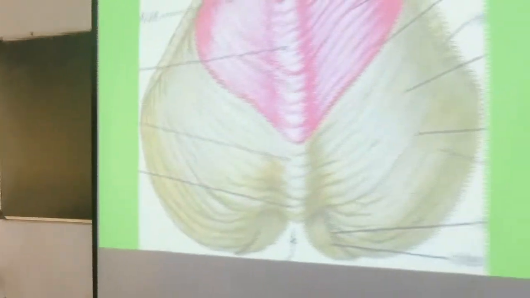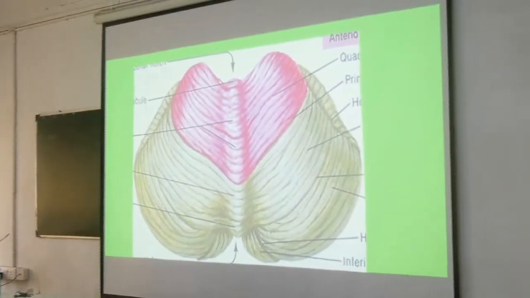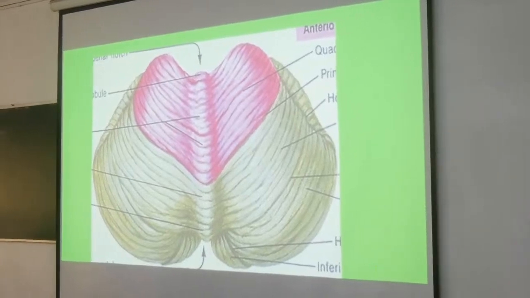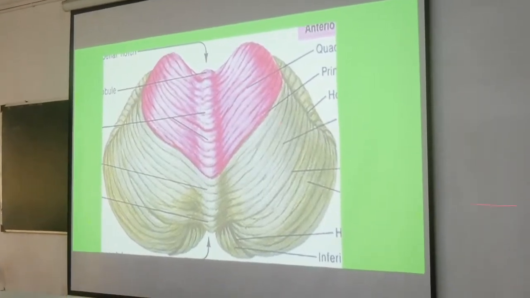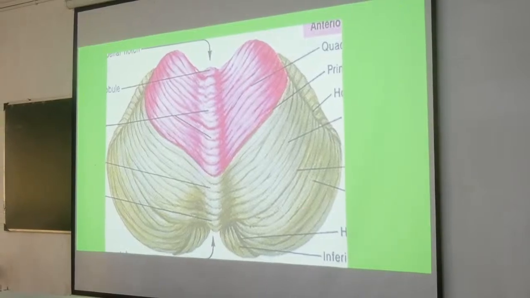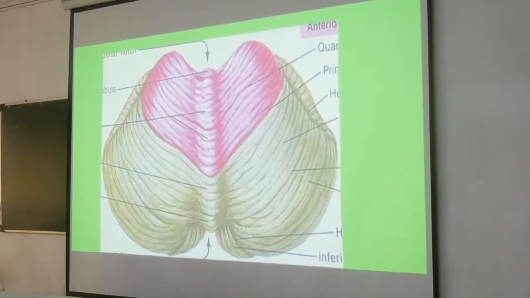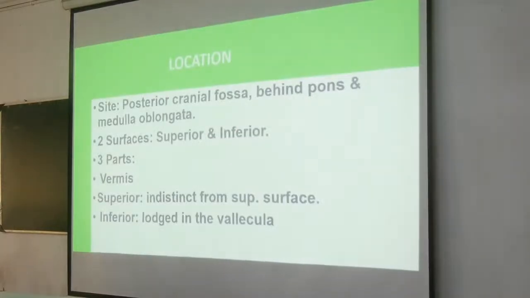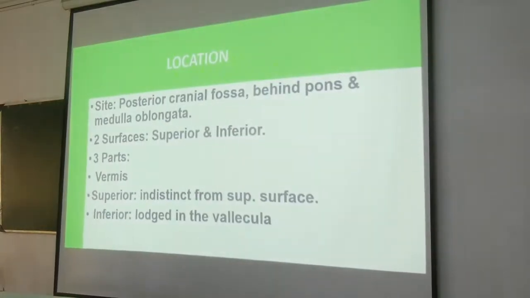Now see, this is the cerebellum. How many lobes does it have? This one is the anterior lobe, this is the posterior lobe, and here you will get the flocculonodular lobe. And what is this thing? This is the vermis. So next one, write it down.